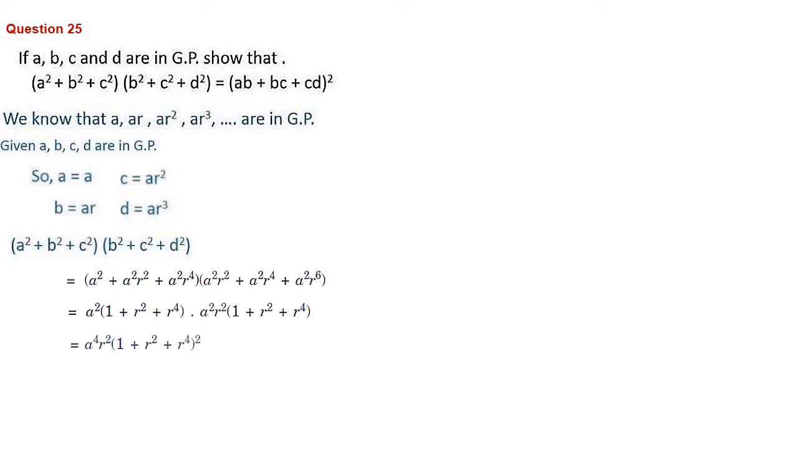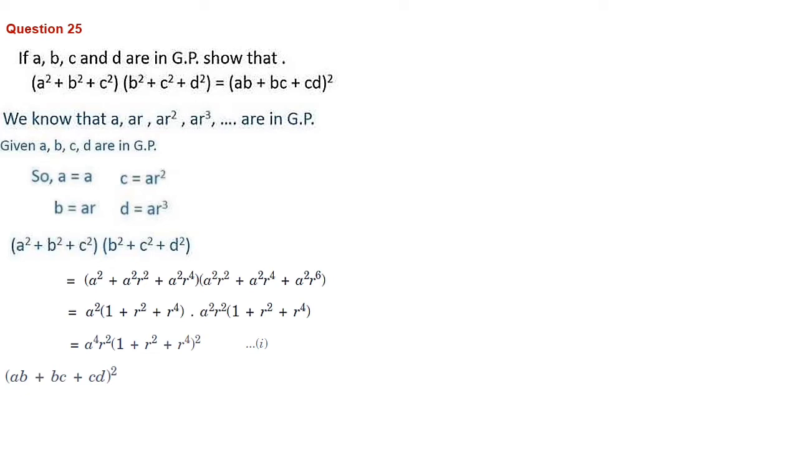Then here a square, and here a square. So total a square and a square is a power 4. Then here there is an r square. Bring it to the first. Then 1 plus r square plus r power 4, and here also 1 plus r square plus r power 4. Two same terms multiplied will come as a square. Label it as equation number 1.